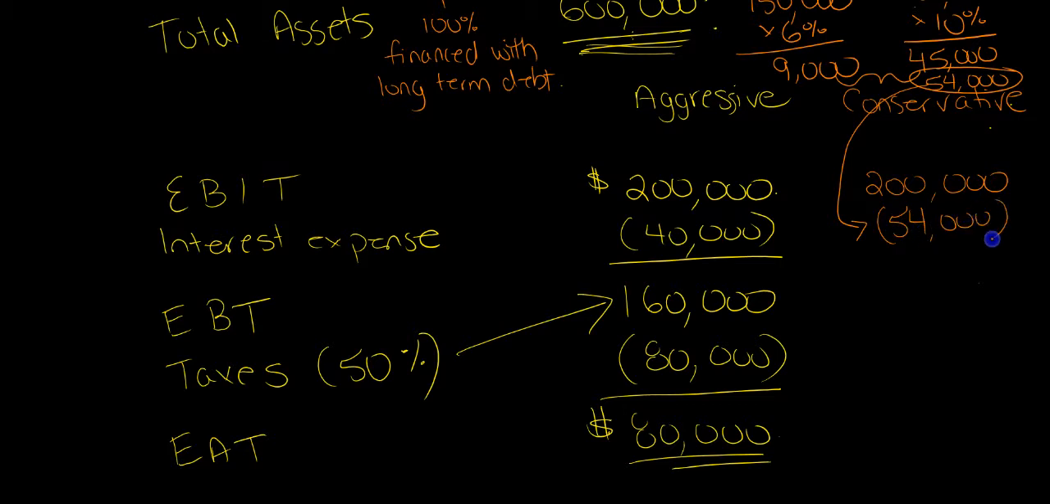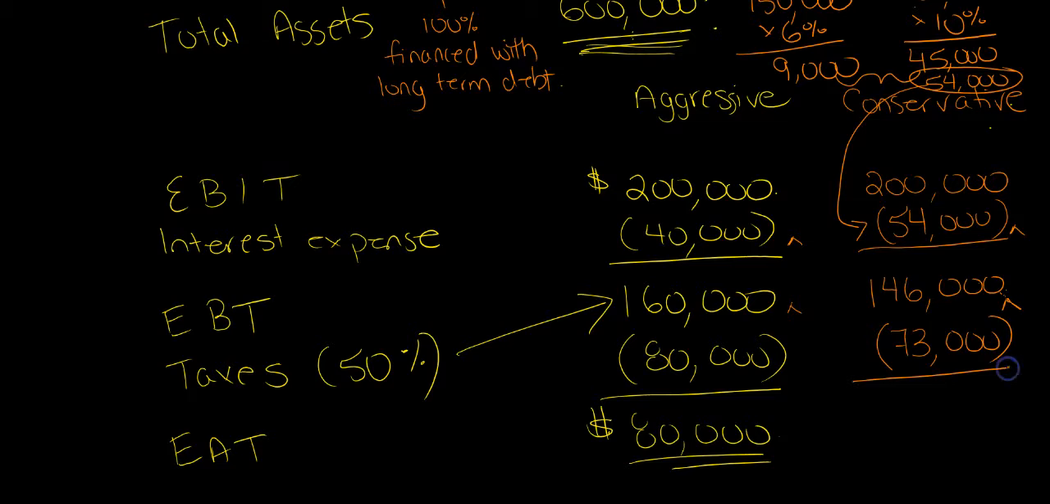Because it's financed with long-term debt, you can see the interest expense is actually higher than the interest expense from the aggressive plan. And so if I take 200 minus 54, because I'm paying more interest, I have less left over than from the aggressive approach. And I'm going to pay 50% tax on the 146. So I'll take 146 times 50%. That gives me 73, and that leaves me with 73,000 at the end, okay?